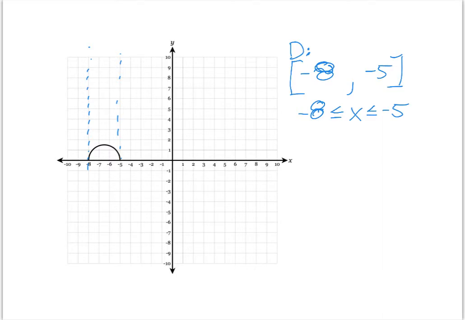All right, and then the range of this, it looks like that's about 1.4. So we're looking at going from a lowest value of 0 and a highest value of about 1.4.